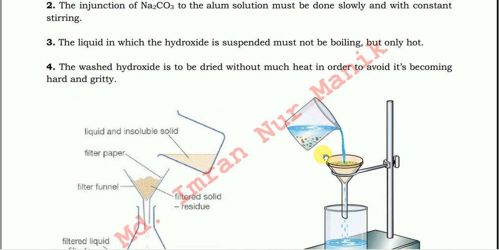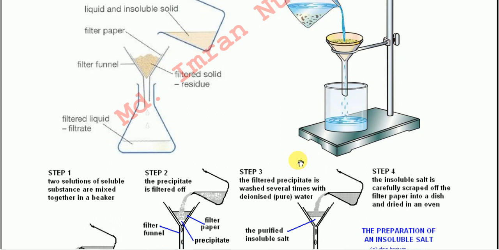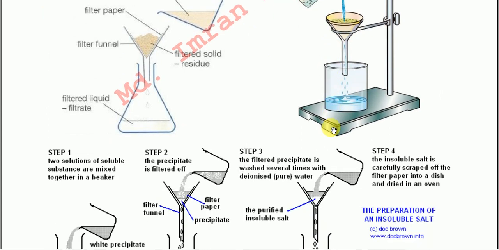Now you can see how the practical takes place. After producing the aluminum hydroxide gel, you have to filter the aluminum hydroxide gel just like this. This is a symbolic picture, not the actual picture. You have to filter the aluminum hydroxide gel. The gel will be left over the filter paper, and you have to take the filter paper and dry it in the dryer. Then you have to weigh the filter paper along with the aluminum hydroxide gel, and you have to calculate the yield value.